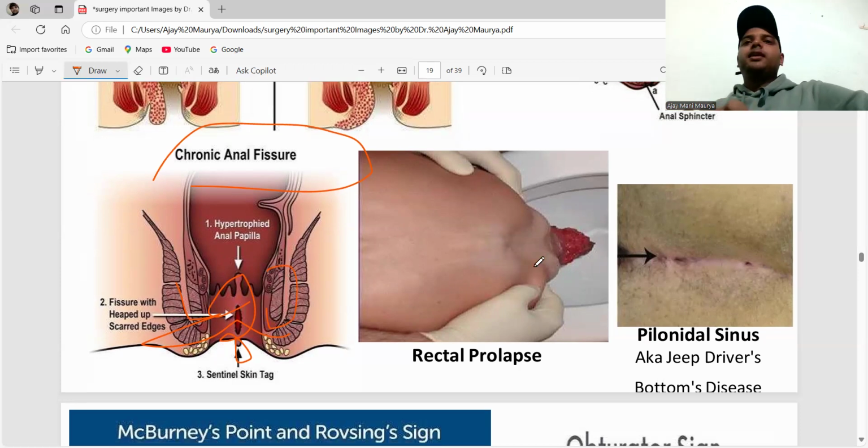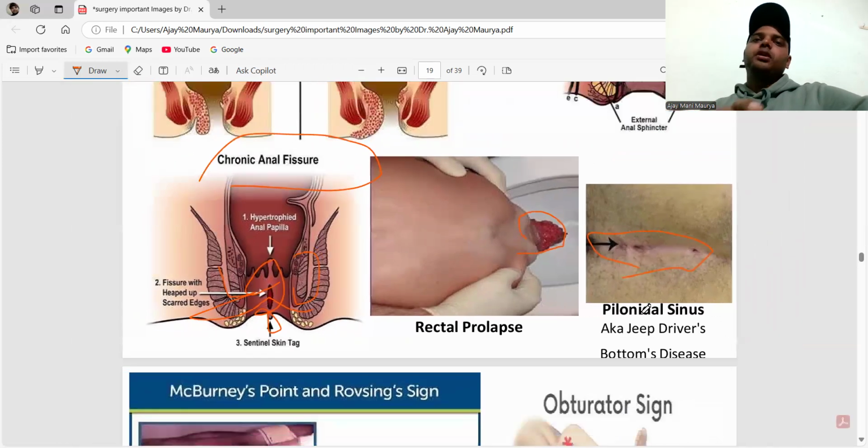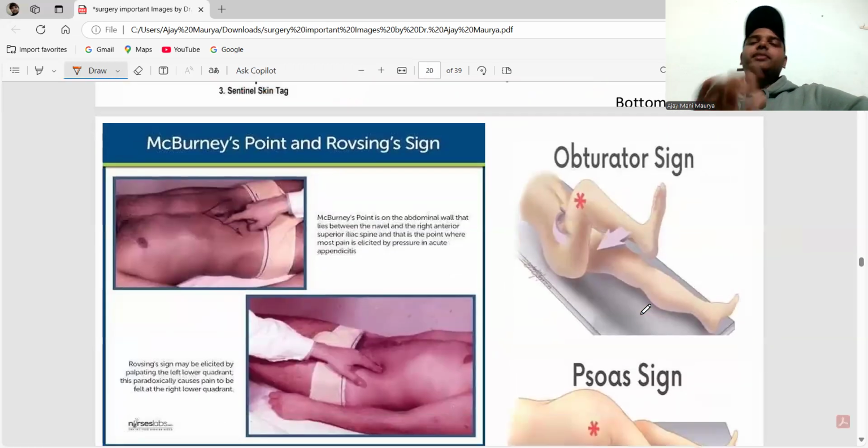This is the rectal prolapse. The rectum will be coming out. This is called pilonidal. This is the pilonidal sinus, also called jeep drivers' disease. This is the ulcer here. Here is a pilonidal sinus.